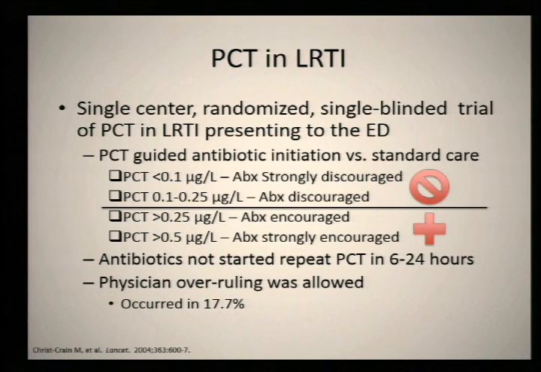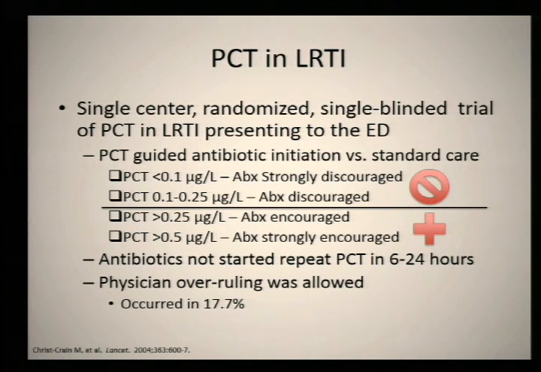The very first randomized control trial was published 12 years ago in Lancet. It was a single-center, randomized, single-blinded study. It was patients presenting to the ED with lower respiratory tract infections, COPD exacerbations, asthma, pneumonia. And what they did is they used a simple algorithm. They said if your procalcitonin is less than 0.25, we would suggest you not give antibiotics. If it's greater than 0.25, we'd suggest you do. And the lower or higher it is, the stronger the recommendation.